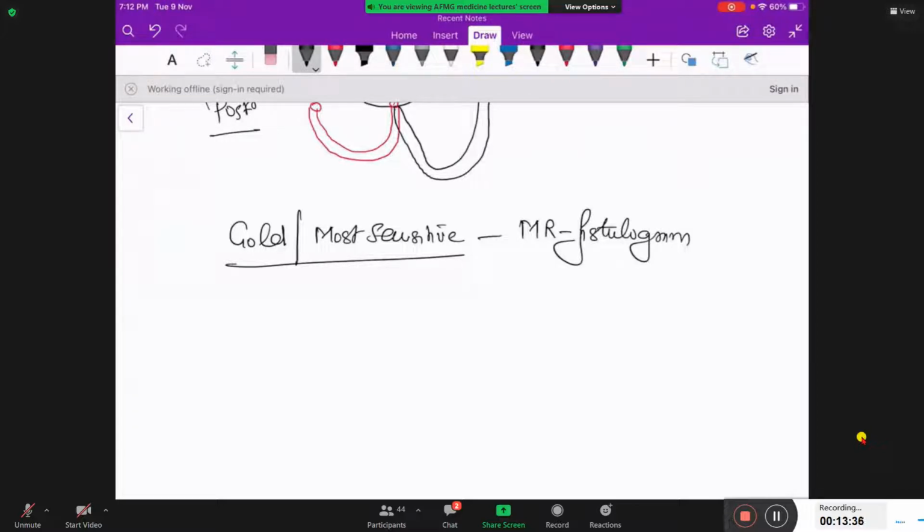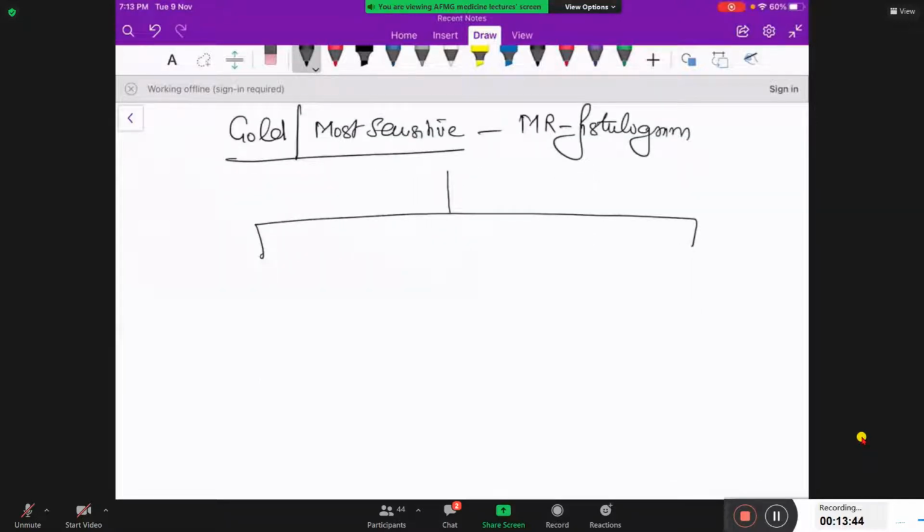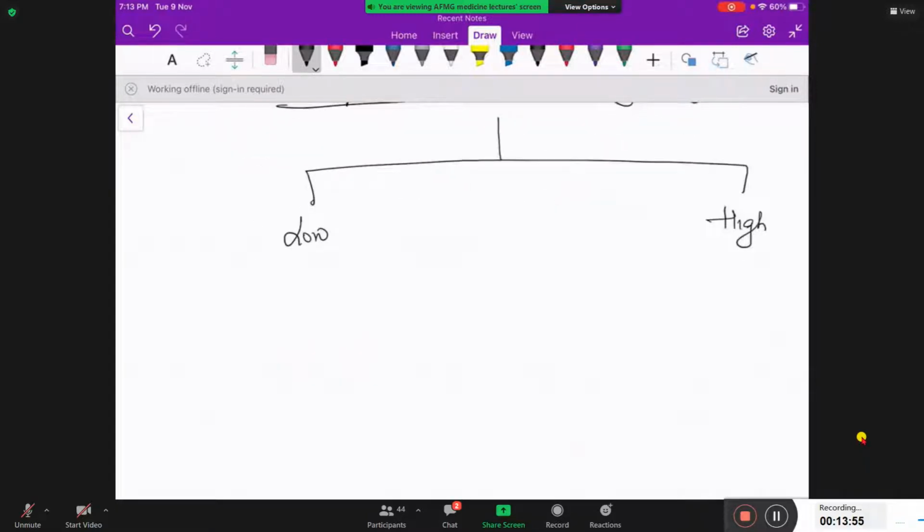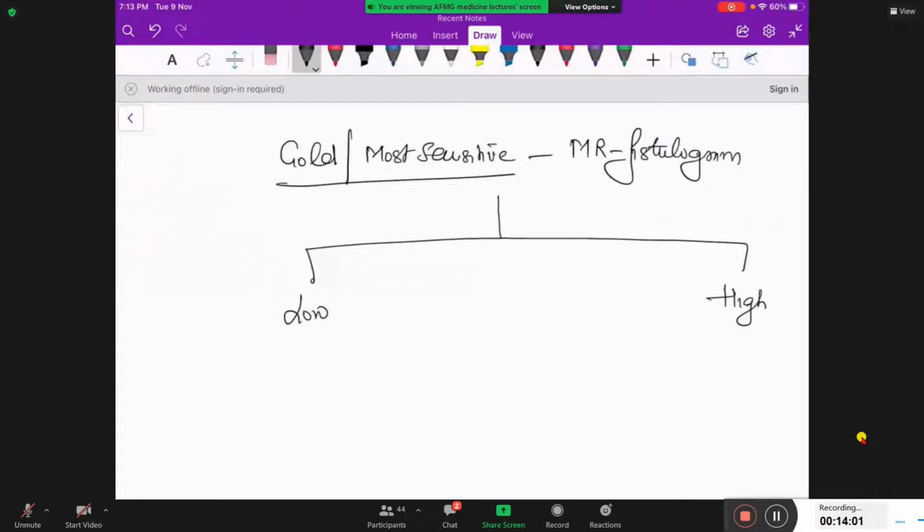In management of fistula in ano, the management depends on whether it is a low type of fistula or a high type of fistula. In low type of fistula, we have two options: fistulotomy and fistulectomy.